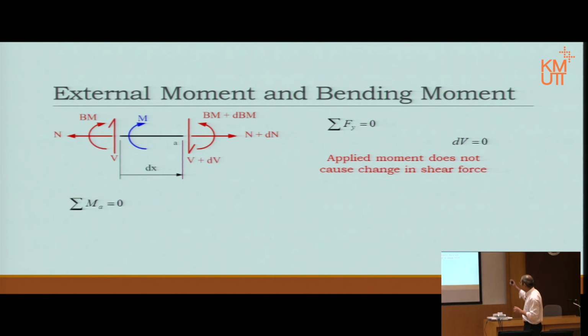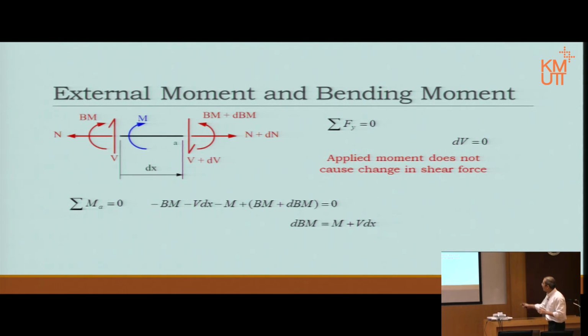Okay, which I mark there. If I take moment about point A, then we have the bending moment on the left hand side, we have V dV, we have the V dx, and then we have the blue moment, the applied moment M. And the bending moment on the right hand side. The rest of the terms times 0 disappear. V plus dV times 0 disappears, N and N plus dN both times 0, both disappear. Therefore, that is the expression.